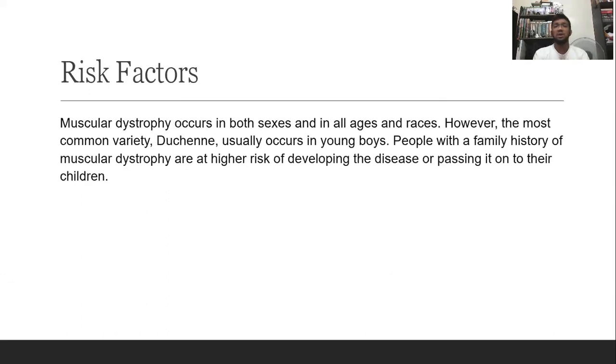Risk factors. They occur in both sexes in all ages and races, but the most common variety, the Duchenne, usually occurs in young boys. And people with a family history of muscular dystrophy are at higher risk of developing this disease or passing it to their children. So, like what I've said earlier, it's genetic. If you have a parent who has muscular dystrophy, there's a high chance for you to have it as well.